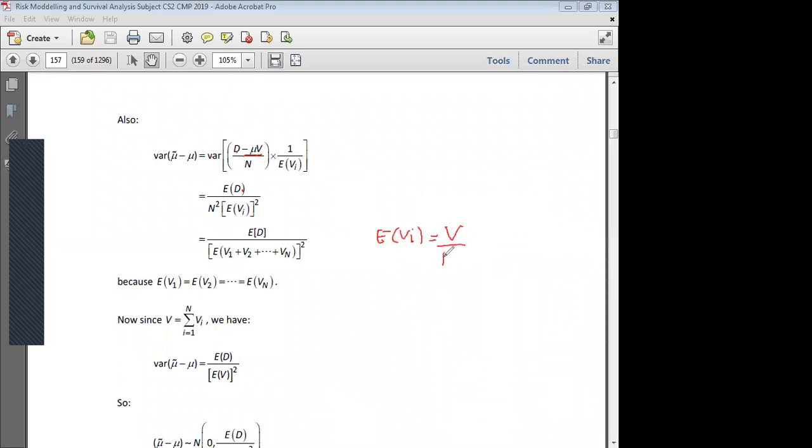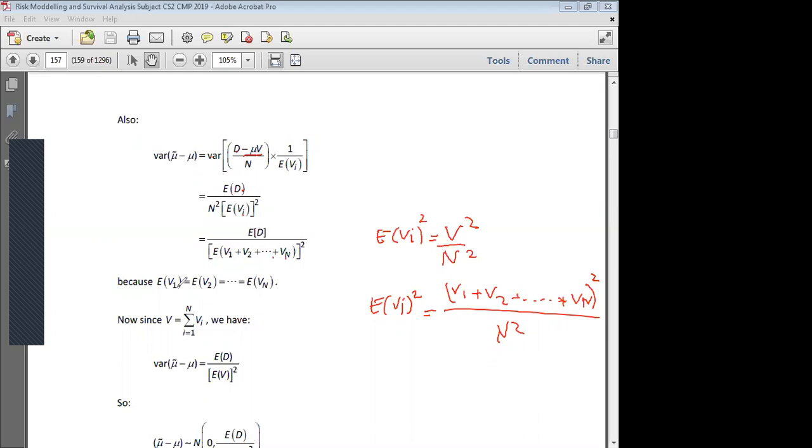It was v upon n, right? So this is just v1 plus v2 up until v capital N. If you take this square, this also becomes square upon n square, equal to the expectation of vi square. So now you see, instead of the expectation of vi square, you only have this whole term. You are just adding all of these and you square them.